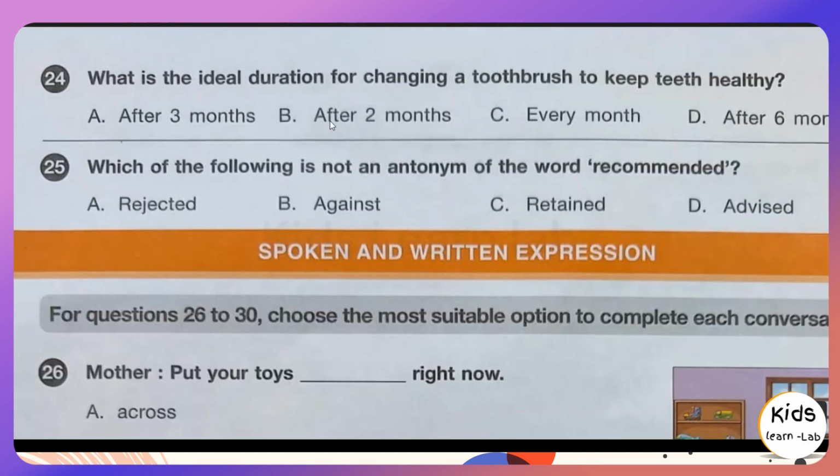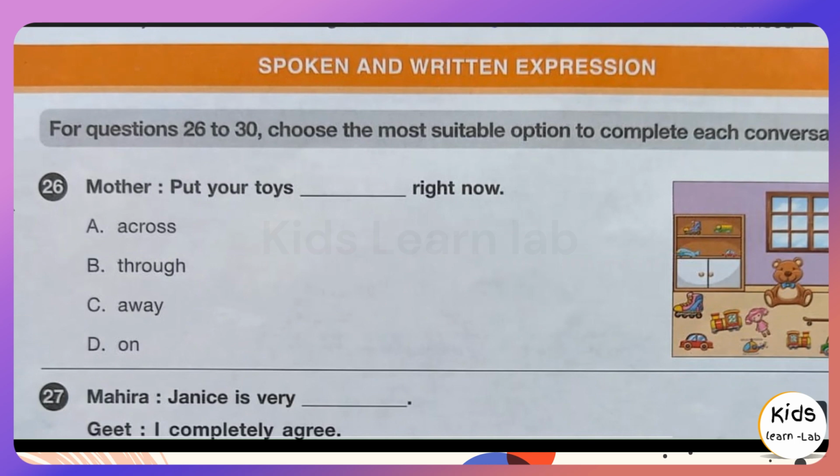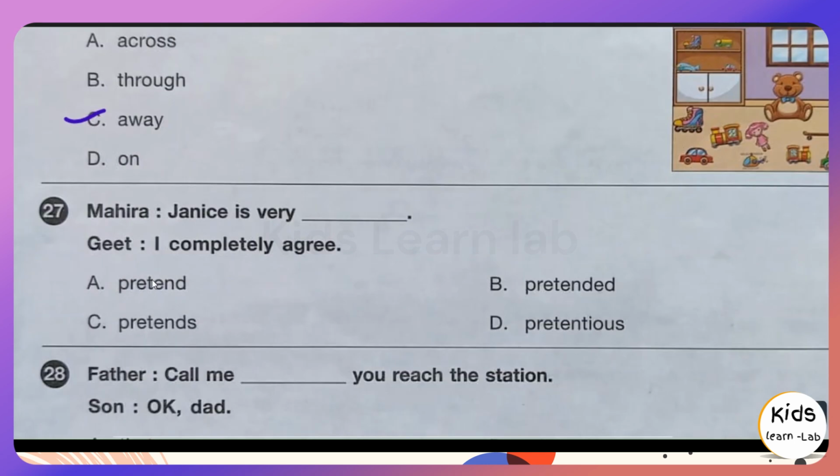24th question answer is option A. 25th question answer is option C. Spoken and written expression. 26th question answer is option C.